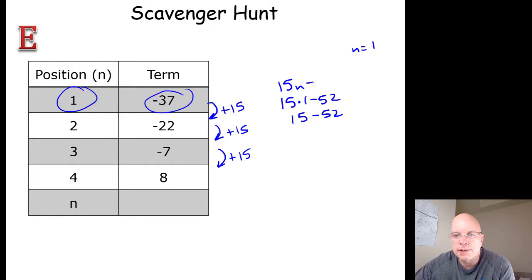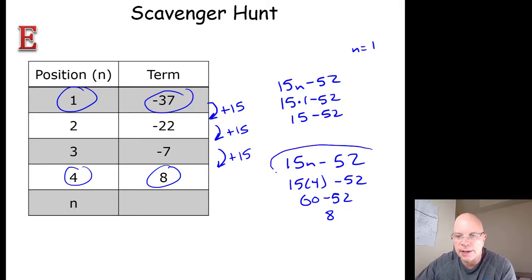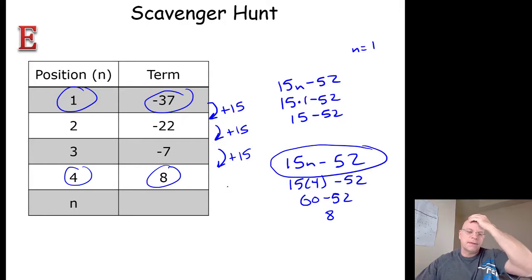I'll know for sure in a minute because I'm going to test it with another value of n. 15n minus 52. Let's try when n is 4. So 15 times 4 minus 52. 15 quadrupled is 60. And 60 minus 52 is 8. And 8 is what I was hoping I would get. And so I feel confident that that's the correct rule for E.